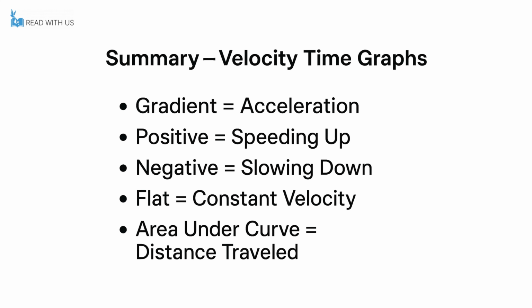So, to summarize, on a velocity-time graph, the gradient equals acceleration. Positive gradient means speeding up. Negative gradient means slowing down. Flat line means constant velocity. And the area under the curve equals the total distance traveled.